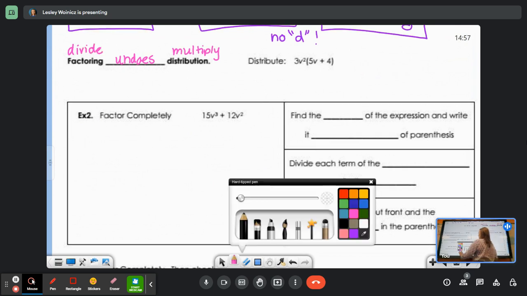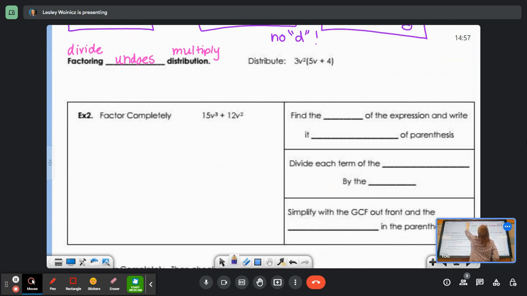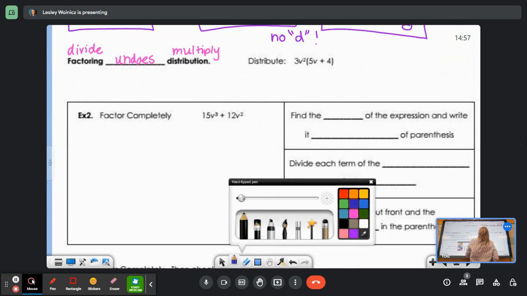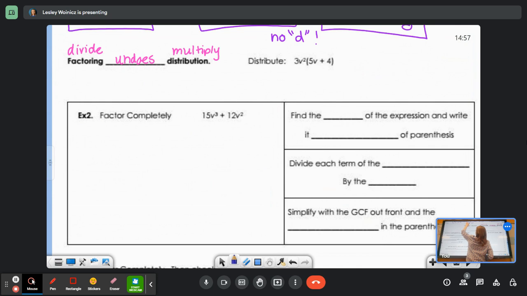Okay, just to refresh your memory, because it's been a minute, let's distribute up here. This is some Unit 2 stuff. So I do 3 times 5, and I get 15. v squared times v to the first, I add my powers, and I get v cubed. Bring down my plus. 3v squared times 4 gives me 12, and I just keep my v squared the way it is. So that's my distributing.